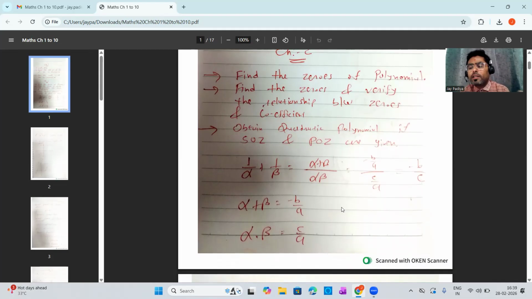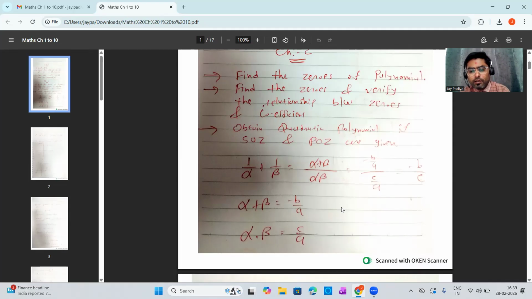And the third type of question is such that they give you the SOZ and POZ. SOZ stands for sum of zeros, POZ for product of zeros, right? And you have to obtain the quadratic polynomial. For this, you have to memorize ax square plus bx plus c equal to k times the bracket x square minus (alpha plus beta) into x plus alpha into beta, where k is not equal to 0. Okay. So these three types of sums the board will surely ask.